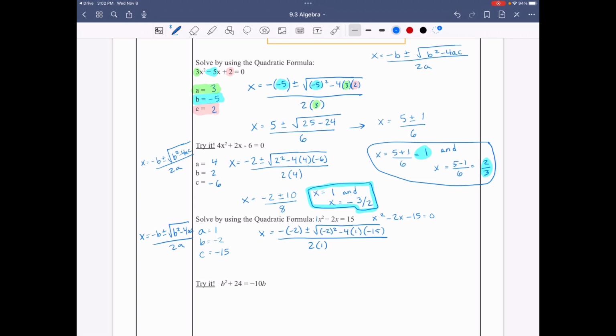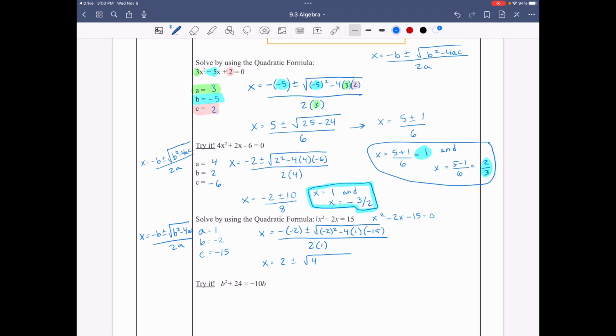Let's simplify that. So x equals 4 plus or minus the square root of negative 2 squared is 4. Oh, I'm sorry, this first term is negative 2, which is just 2. Got ahead of myself.